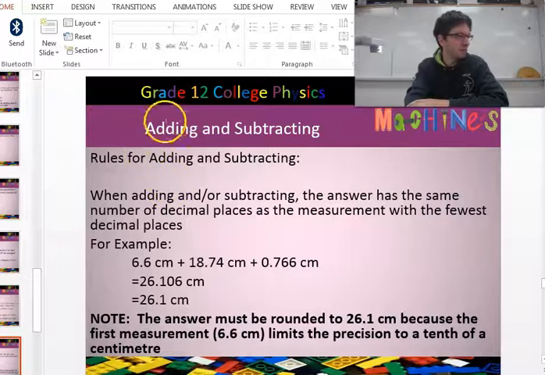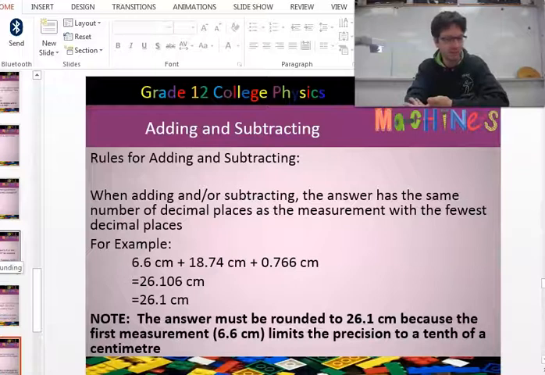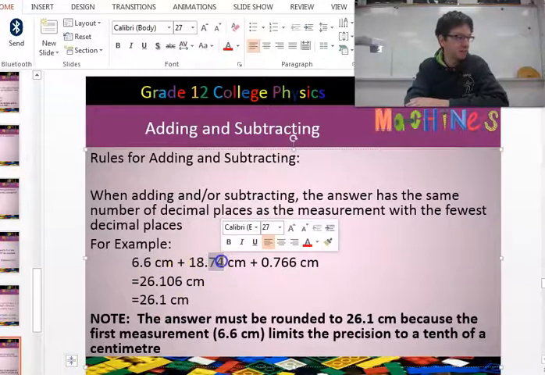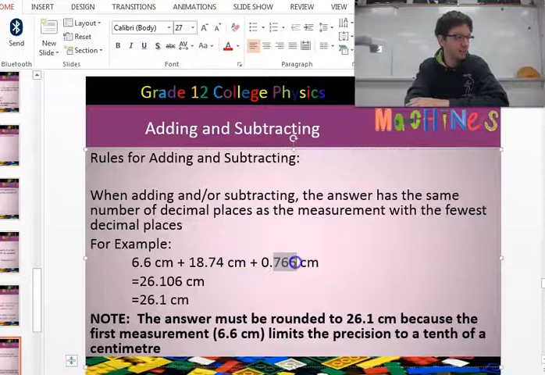But what I do want to go over is adding and subtraction. So the important thing is when you're making calculations, after you make those calculations, what do you round to? Like how many digits do you round to? And there's two rules, one for adding and subtracting and one for multiplying and dividing. When you're adding and subtracting, you count how many decimal places each number has. So here, for example, we're adding three numbers. This number has 1 decimal digit. This number has 2 decimal digits, and this number has 3 decimal digits.